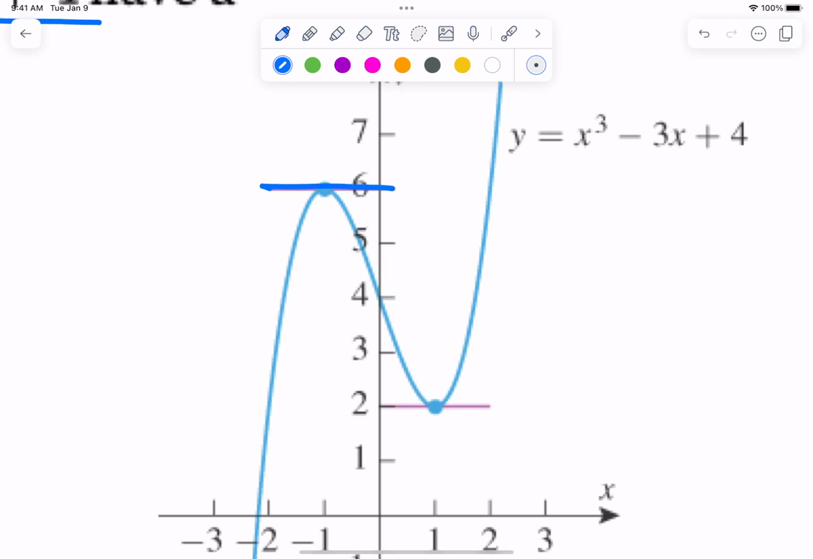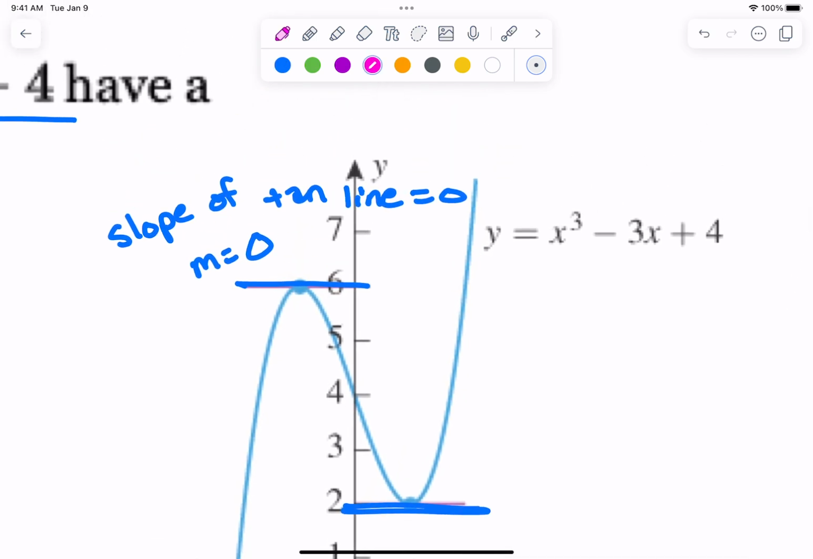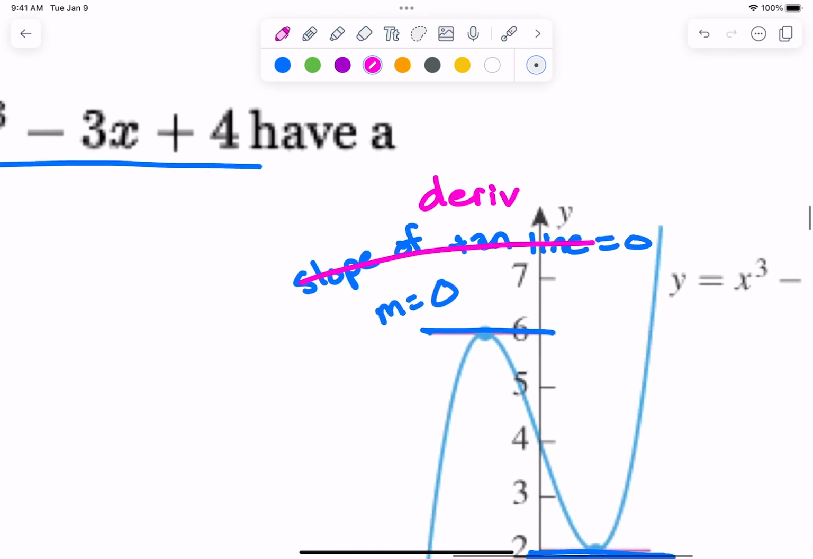Okay, here is my tangent line, here is my tangent line. At those tangent lines, the slope is going to be 0. The slope of the tangent line equals 0. What's another name for slope of tangent line? Derivative. So the derivative is equal to 0. So if I want to find the location of those points, I find the derivative and set it equal to 0, because that's where the slope is 0. Make sense?